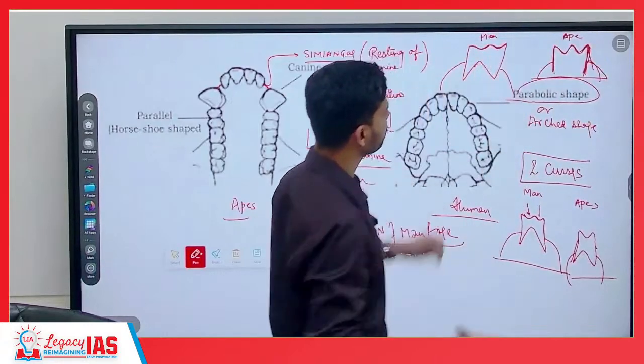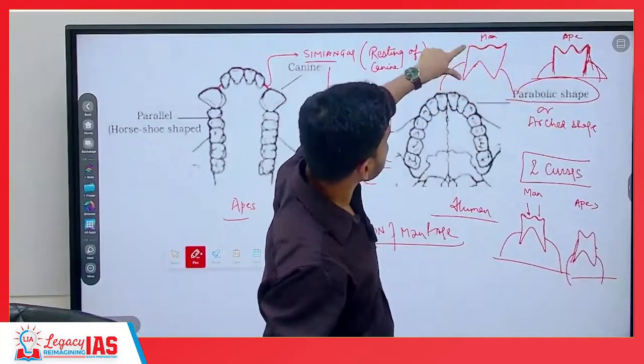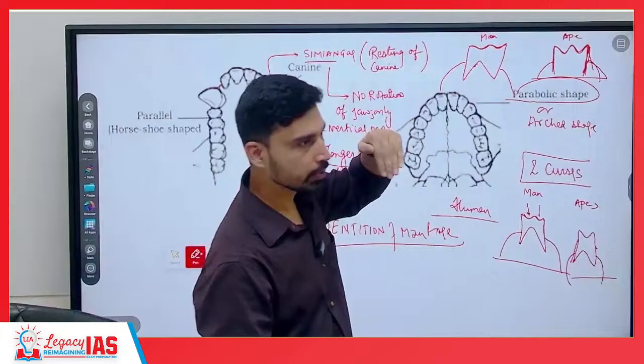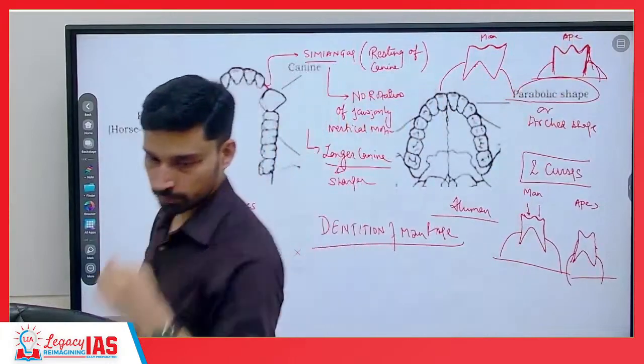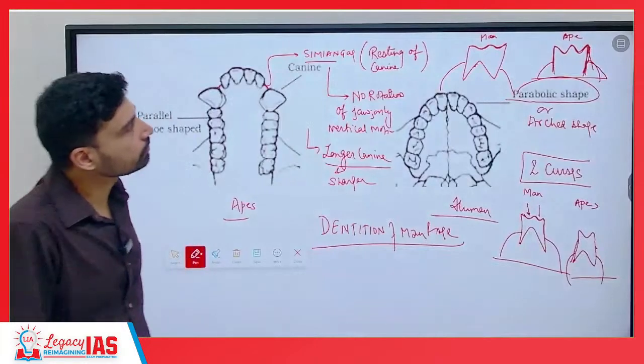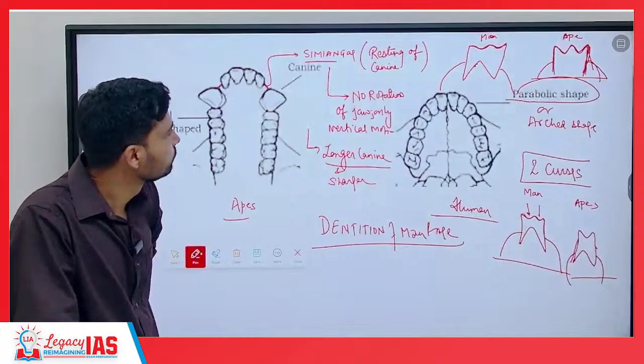This is the man's molar. You can see the cusp is the same, 2, but here the cusp is more shallow in nature. Here the cusp is more vertical, more deep in nature. That is more conical in nature. And that is about the molars, molar teeth.